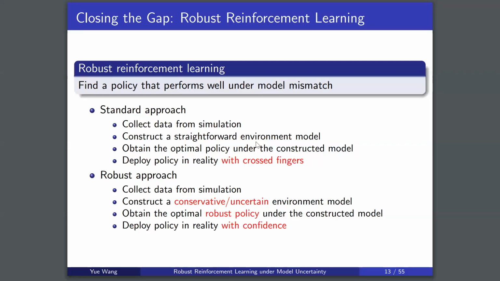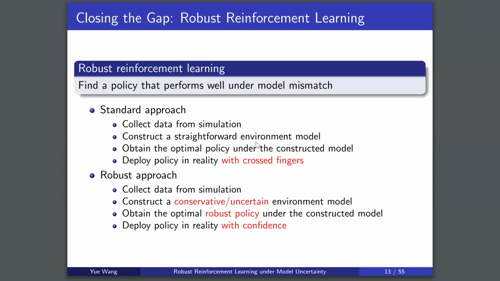To give you an intuition, let's first compare the standard approach and the robust approach. Under the standard approach, we first collect some data from the simulation and construct a straightforward environment model. We then obtain the optimal policy under this constructed model, and then we can only deploy our policy in reality with crossed fingers. Because we don't know whether the simulation we construct is identical to the real environment, and we don't know whether the optimal policy we obtain will also perform well in the real environment.